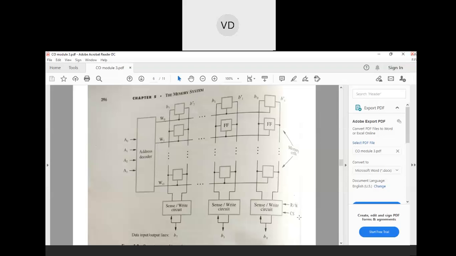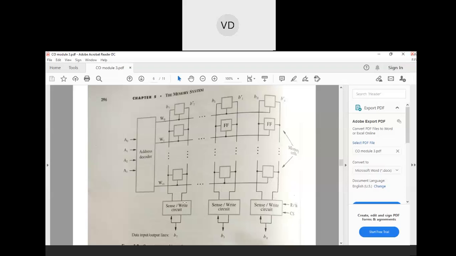Then the CS bit means the chip select bit. Chip select means which chip to select among all these. There are many chips here. How many chips are there? 16 into 8 chips are there. Out of these, which chip to select? Depending on the address decoder, that input signal is given for this one.